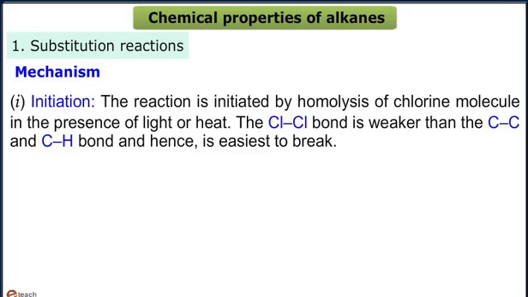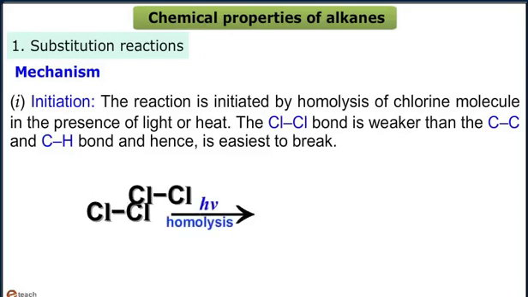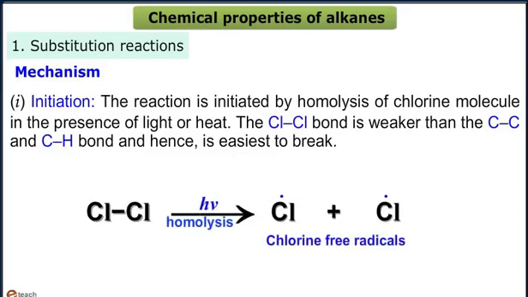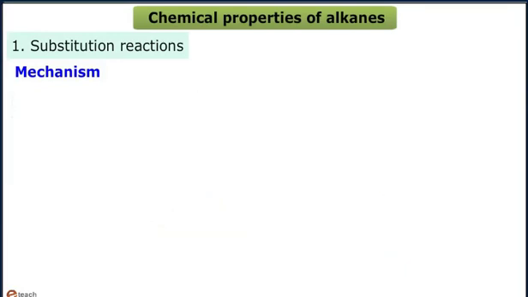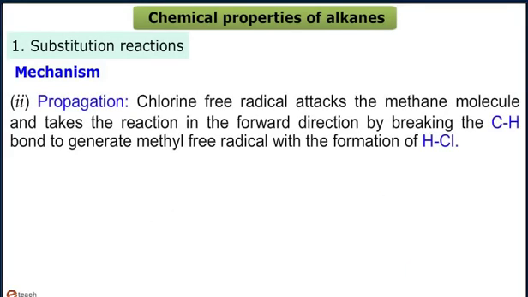Consider the reaction Cl–Cl in presence of light gives 2 chlorine free radicals. The second step is propagation step. Chlorine free radical attacks the methane molecule and takes the reaction in the forward direction by breaking the C–H bond to generate methyl free radical with the formation of HCl.